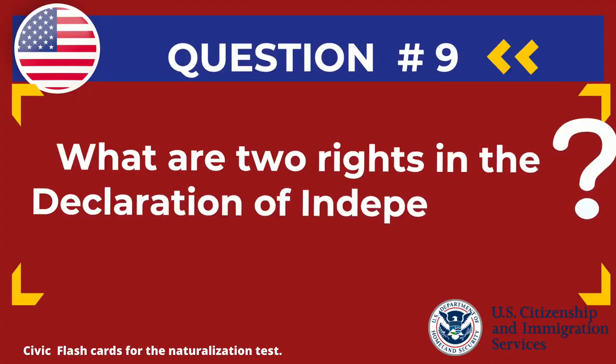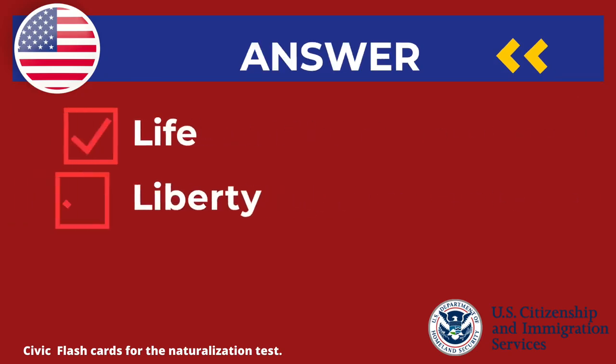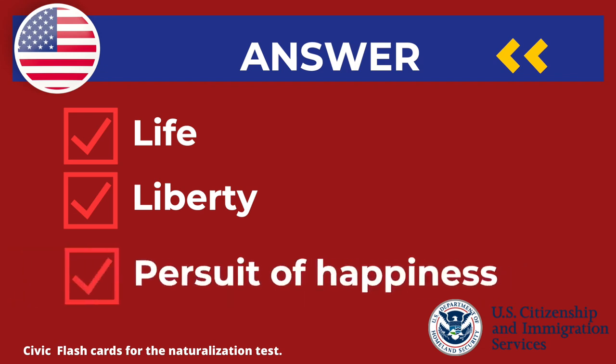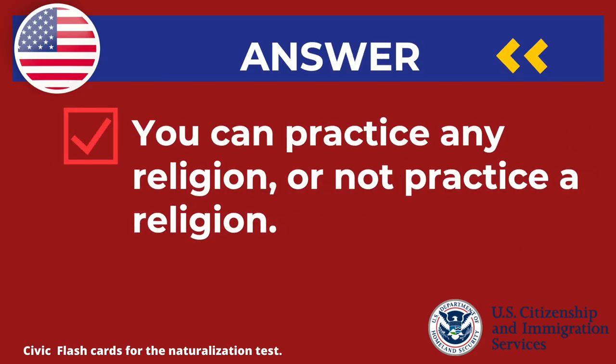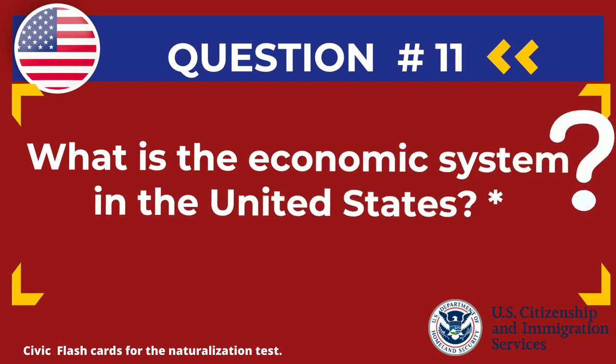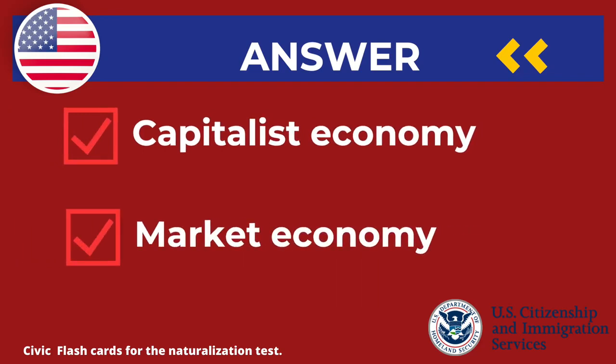What are 2 rights in the Declaration of Independence? Life, liberty, pursuit of happiness. What is freedom of religion? You can practice any religion or not practice a religion. What is the economic system in the United States? Capitalist economy, market economy.